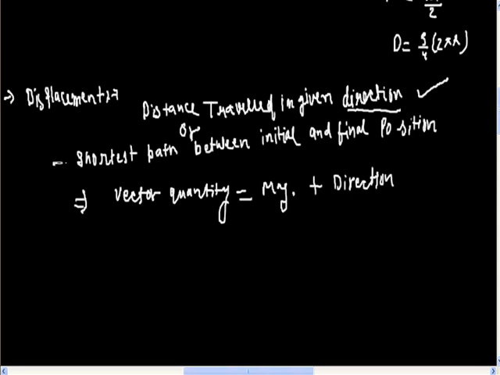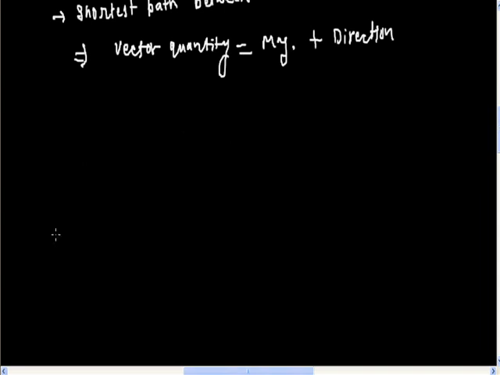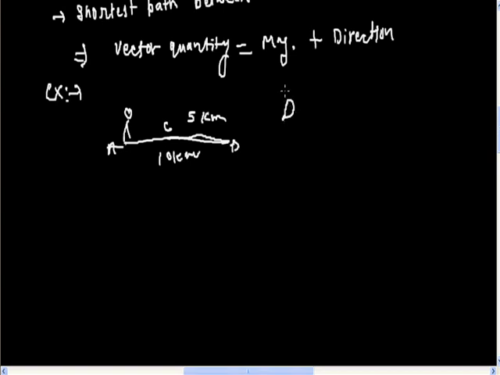The second definition tells us displacement is the shortest path between initial and final position. Now, in these two definitions, we take some examples for better understanding. A person standing on a ground moves from point A to B, 10 km. Then returns on the same path, B to C, by 5 km. Now you have to tell the displacement. I will denote displacement by this symbol, which shows it is a vector quantity, total displacement.